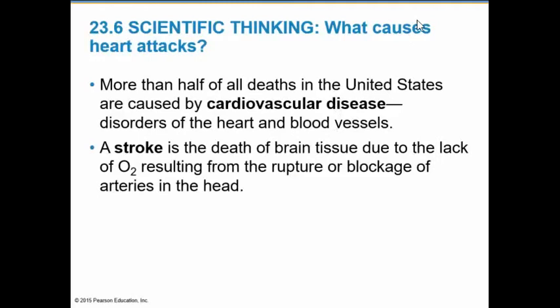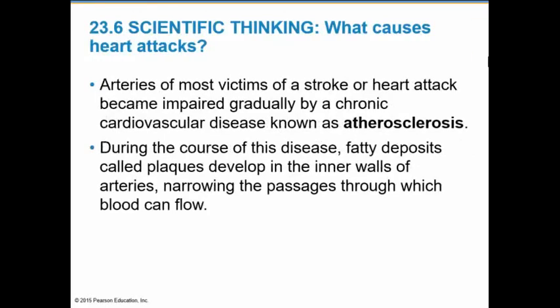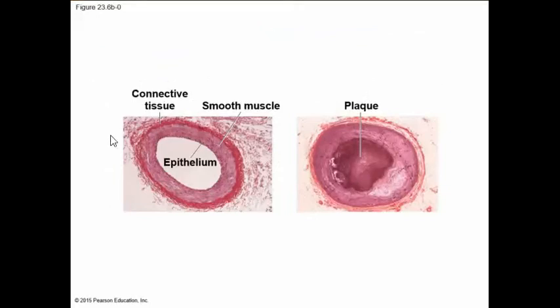And heart disease will kill you if nothing else will. Now, a stroke happens in the brain. A stroke is similar to a heart attack, except it's a blockage in the brain, and it does the same thing. Now, what causes this blockage of arteries? It's a progressive condition called atherosclerosis, where fatty deposits build up on the inner walls of the arteries and restrict blood flow. If it happens in the coronary arteries, you're going to have a heart attack. If it happens in the cerebral arteries, you're going to have a stroke.